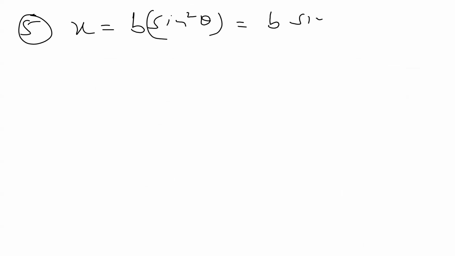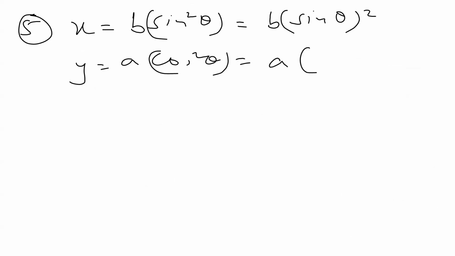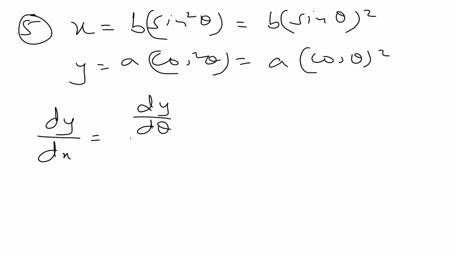Question number 5. So x is equal to b sine square theta. Trigonometric function with a power goes outside. Okay, y is equal to a cos square theta. So this is equal to a cos theta the whole square, right? So dy by dx is dy by d theta upon dx by d theta.